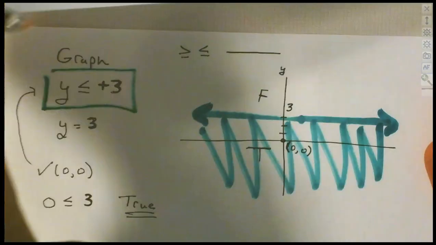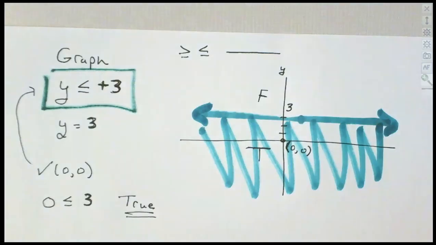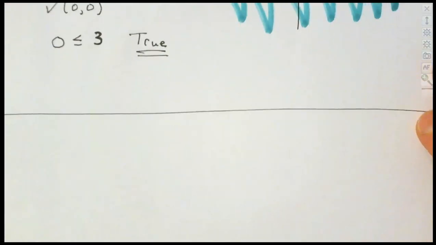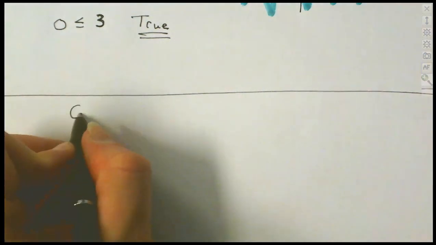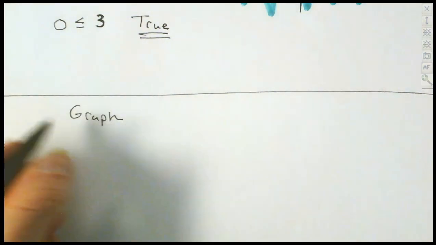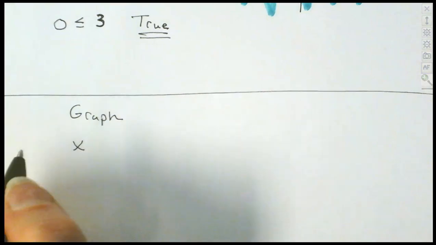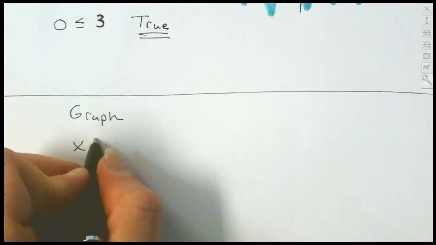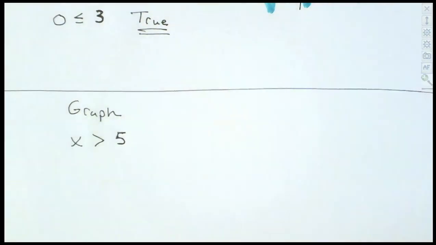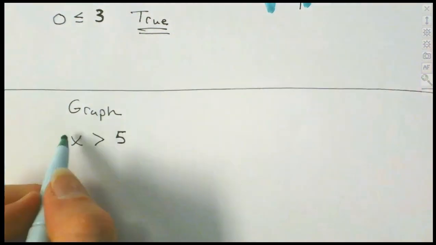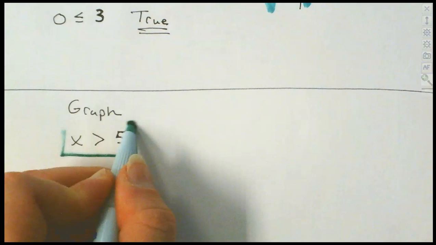What about an x line? How's an x line going to work? Well, an x line is going to work the same way, right? Except instead of it being a horizontal line, it's going to be a vertical line. So let's try and graph one of these. Let's try and graph x is greater than 5. So strictly greater than 5.